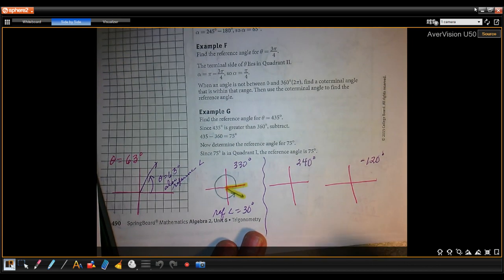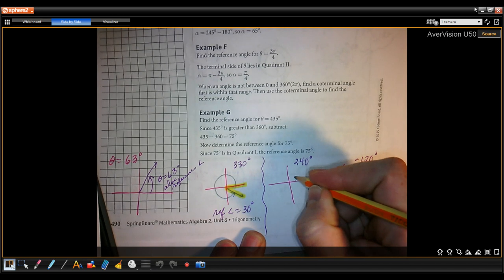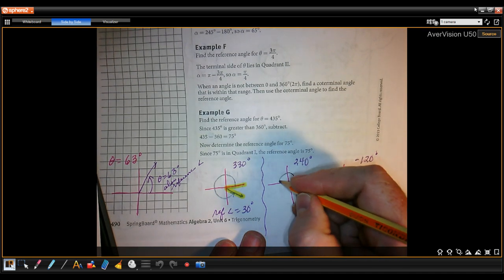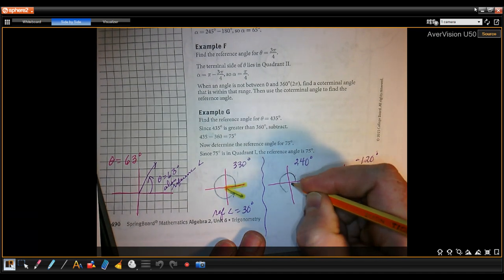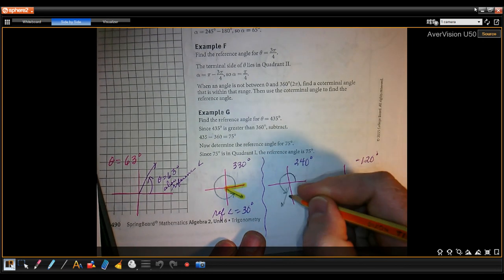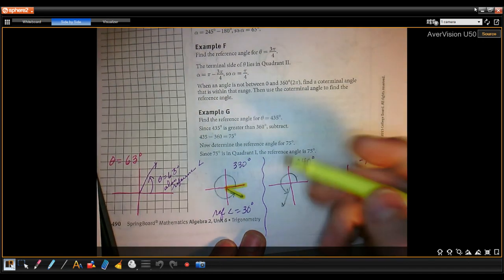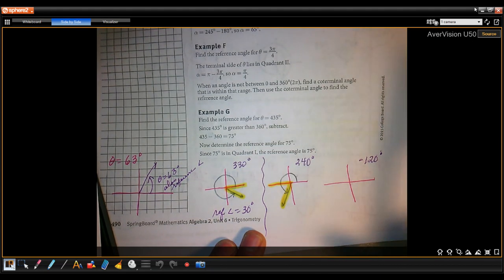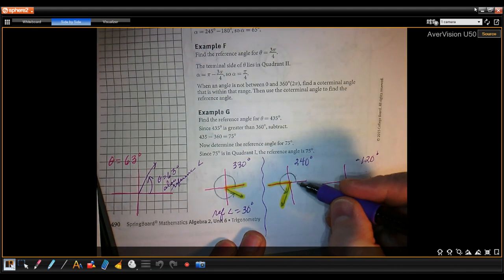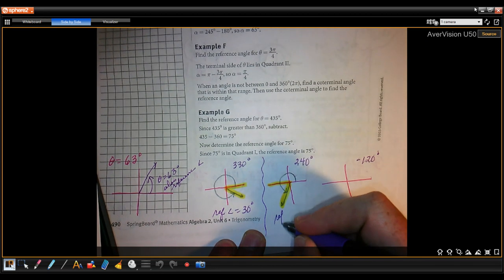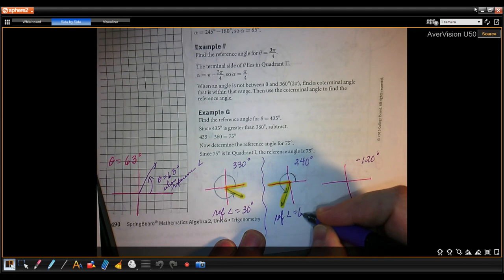This one, 240. It's positive, so you go this way. 90, 180. 180 plus how much more is 240? Well, 180 plus 60. So there is the 240 degree angle, but the reference angle is the terminal side and the x-axis. So there's the reference angle. What did we just say out loud? We said it was 180 plus 60 more. So the reference angle is 60.